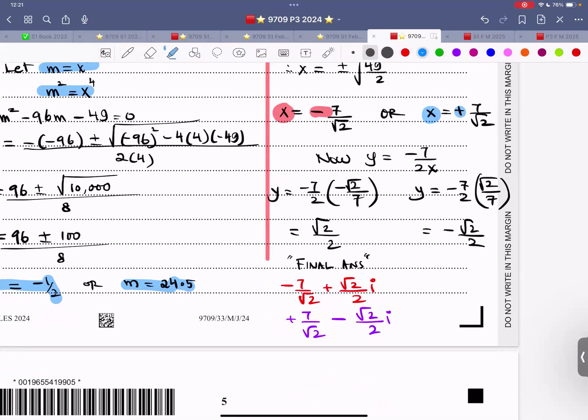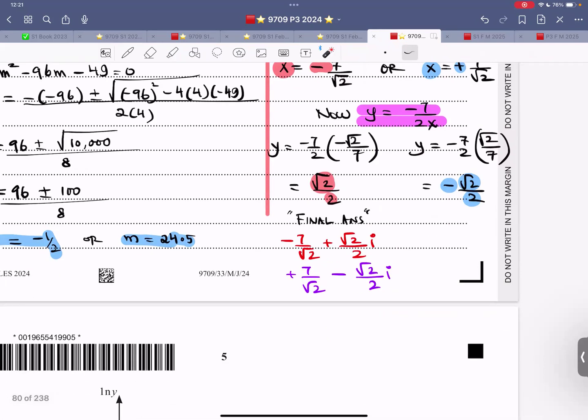Now find the corresponding value of y. For y, work it out. So therefore, the y value is +√2 over 2. And the y value over here is -√2 over 2. A negative value is giving you a positive number. A positive value is giving you a negative number. That is the final answer for this particular question.